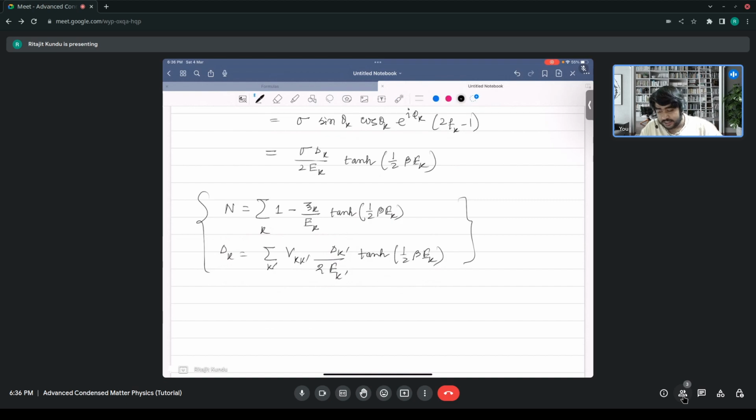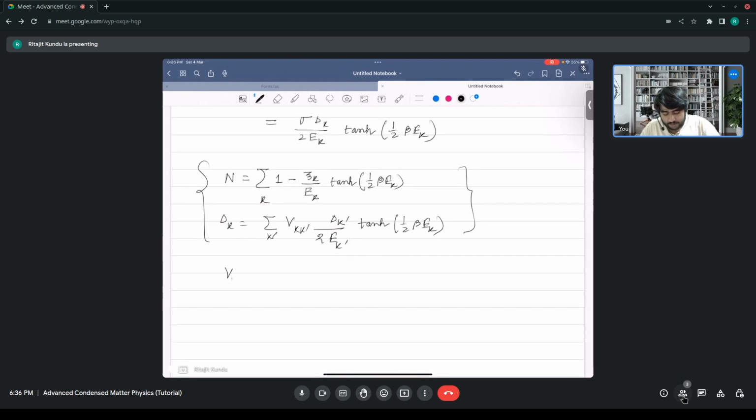So normally for BCS theory at least, the V_kk' is assumed to be minus V. And now if this xi_k is less than h bar omega_D, the Debye energy, and xi_k' is less than h bar omega_D, otherwise this is 0. So you can take a very simple form, and then the calculation of this gap becomes easier. But if you do not take this form, if you take some complicated expression, then this cannot be done analytically. So then you'll have to take some numerical help.